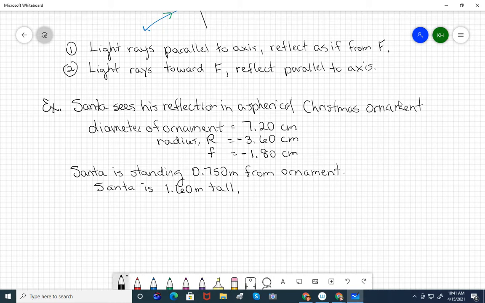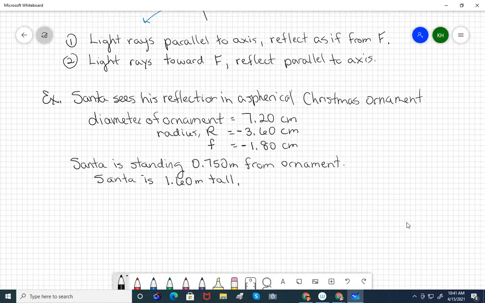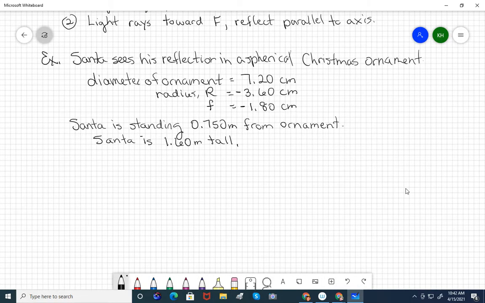Let's locate the image. Let's talk about the magnification. Let's just find everything there is to know. So he's standing, this is telling me that the object distance is 0.750 meters, and I keep trying to use Y's for distance, and I should not do that. So maybe the D's would be better. That S, the object distance, and this would be the height, the object height.